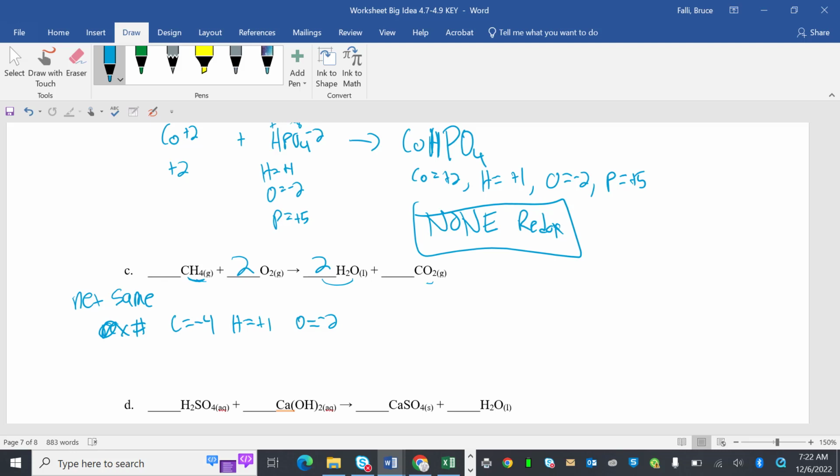And then on the other side, I have H that is still plus. H equals plus 1. O equals negative 2. C equals, this one over here is going to be plus 4. So the things that change charge, O minus 2. No, that's not right. There's my problem. O is not minus 2 over here. Oxygen is 0 because it's an element. So oxygen changes charge and carbon changes charge.